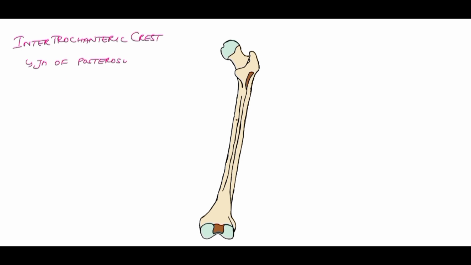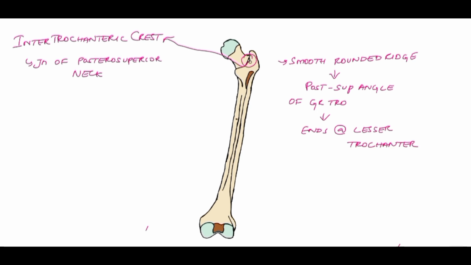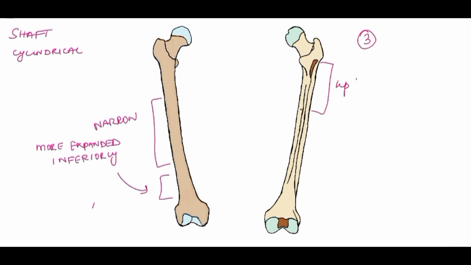The intertrochanteric crest marks the junction of the posterior surface of the neck. It is a smooth rounded ridge that begins above at the posterior superior angle of the greater trochanter and ends at the lesser trochanter. A round elevation above its middle is called the quadrate tubercle. Shaft: it is cylindrical, narrowest in the middle, more expanded inferiorly, convex forwards, and directed obliquely downward and medially. The shaft has three parts: upper one third, middle one third, and lower one third.